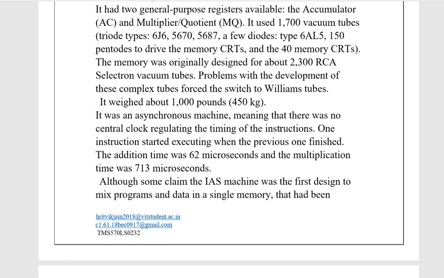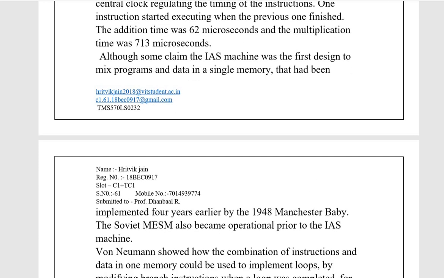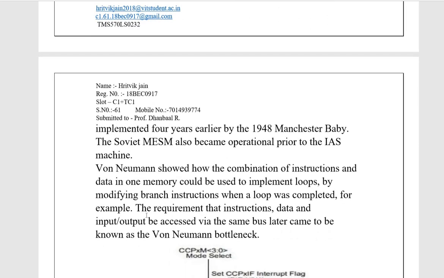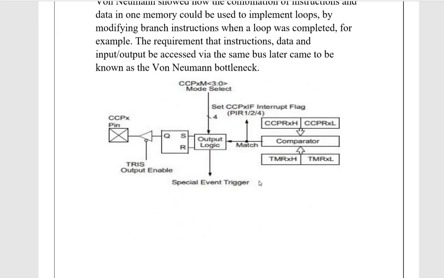Although some claim the IAS machine was the first designed to mix program and data in a single memory, that had been implemented four years earlier, around 1948. So this is the block diagram.